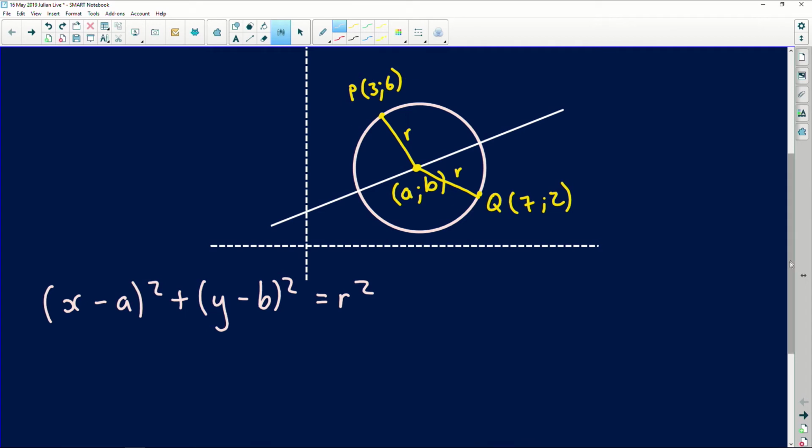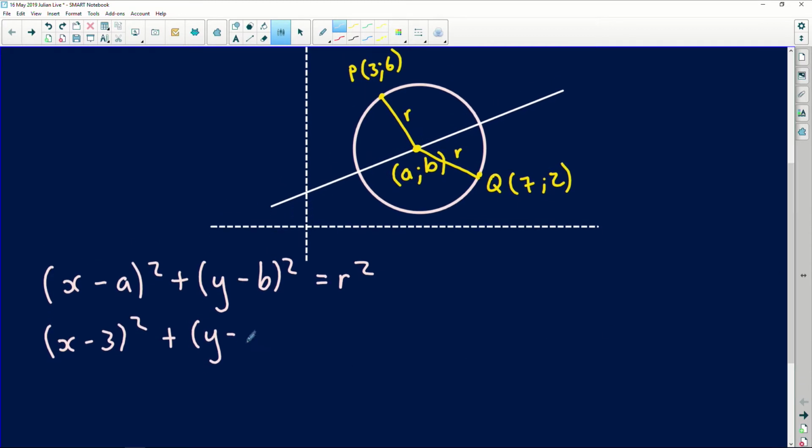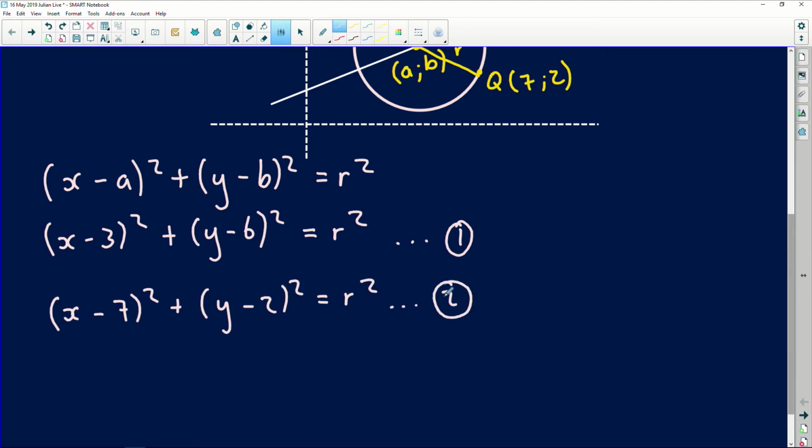So I'm going to start off with P, and my first point is going to be (x minus 3) squared plus (y minus 6) squared, and that's going to be equal to r squared, which we're not sure of. I'm going to label this equation 1. Okay, so let's see what else we can do. We're going to have another point which we can substitute in. We're going to have (x minus 7) squared plus (y minus 2) squared, and that's going to give me r squared, and I'm going to label this equation 2.